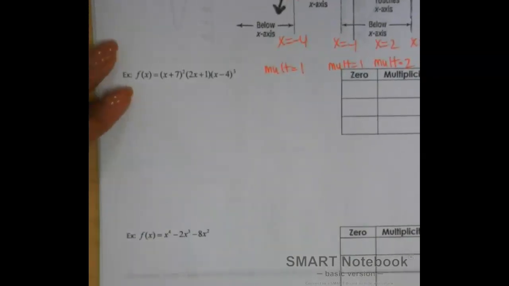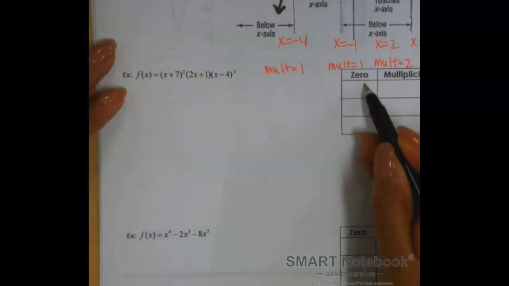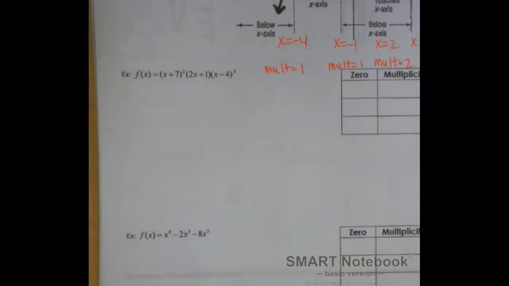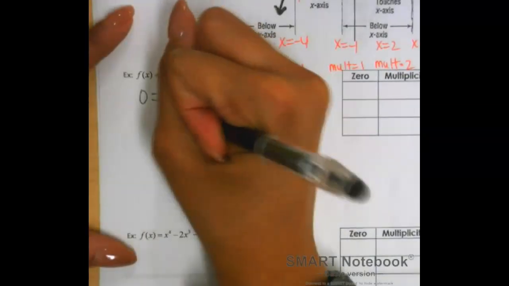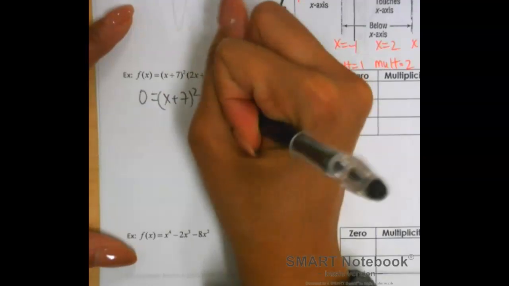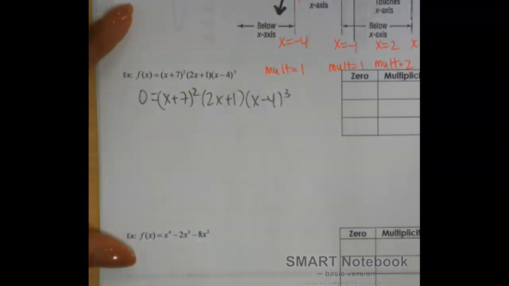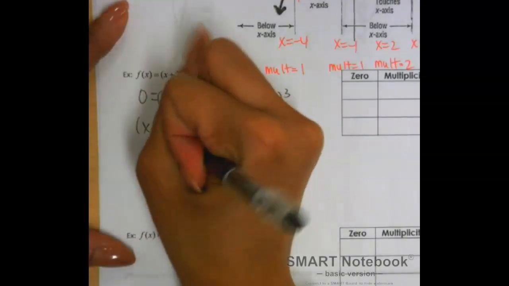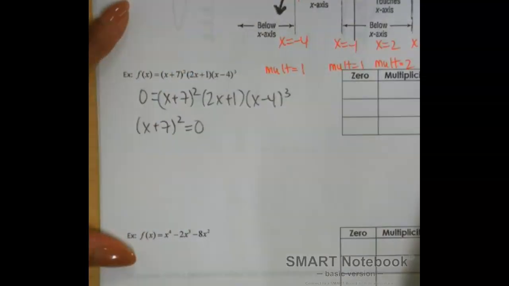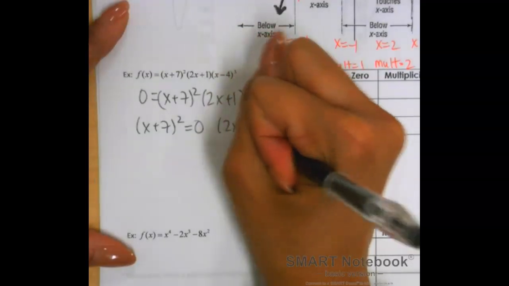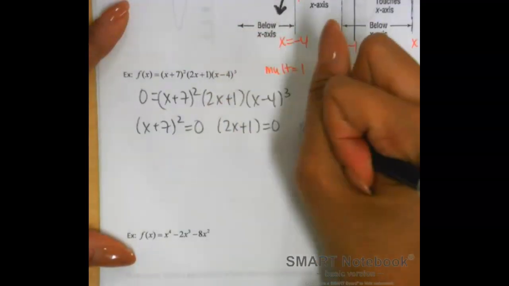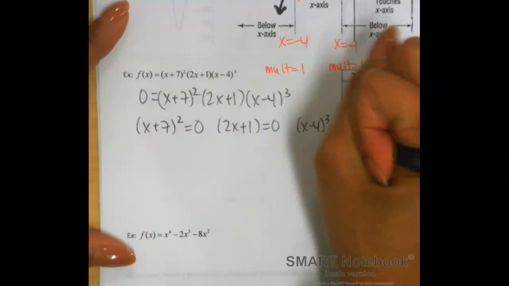In this first example, if I asked you to find the zeros, which are the same thing as your linear factors, what would you need to do? Set it equal to 0. And we're going to have to solve. The great thing is, this is already factored, so I don't have to worry too much about this. I'm going to take the x plus 7 squared, set that equal to 0. I'm going to set the 2x plus 1 equal to 0. And the x minus 4 cubed equal to 0.